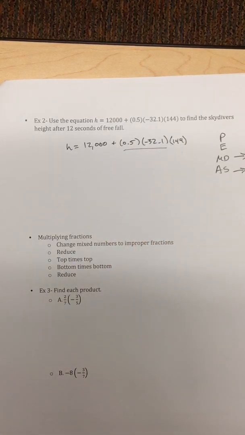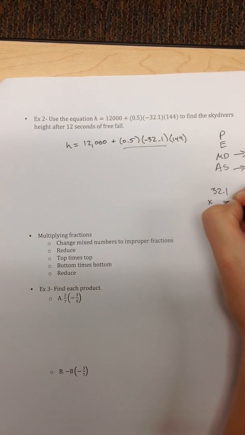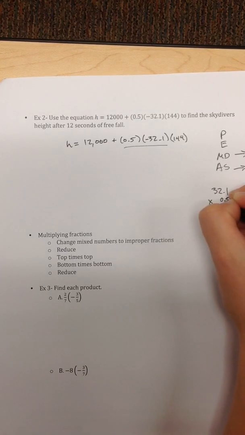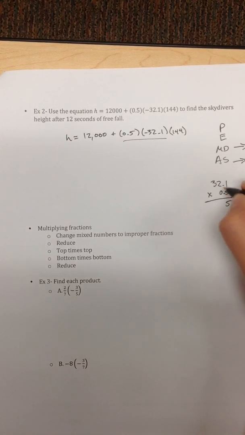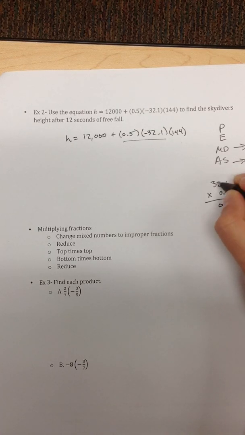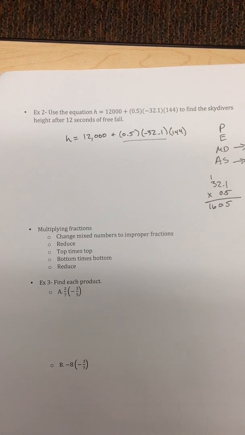So I'm going to take 0.5 times -32.1. I'm just going to do that off to the side here. So I'm going to put the 32.1 on the top times 0.5 or just 0.5. I'm going to multiply that out. So I'm going to take 5 times 1, which is 5. 5 times 2, which is 10. So put the 0 below, carry the 1. 3 times 5 is 15, plus that 1, which would be 16.